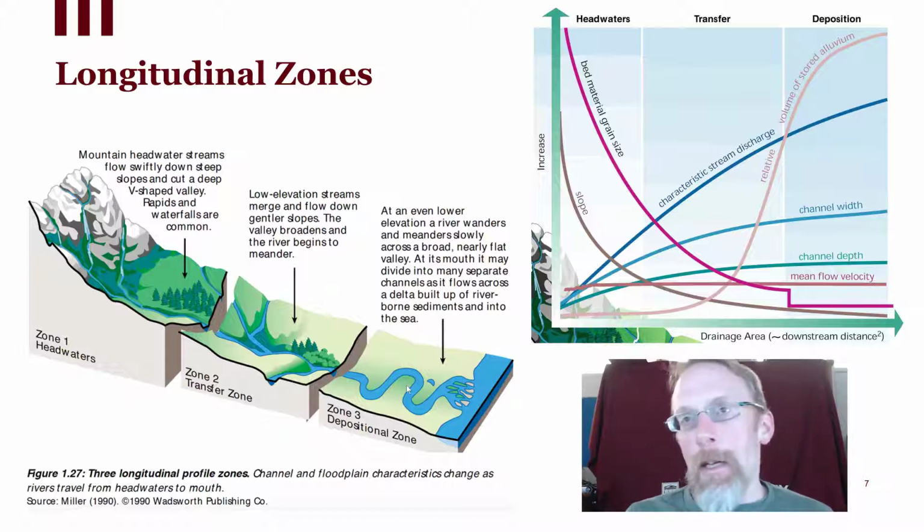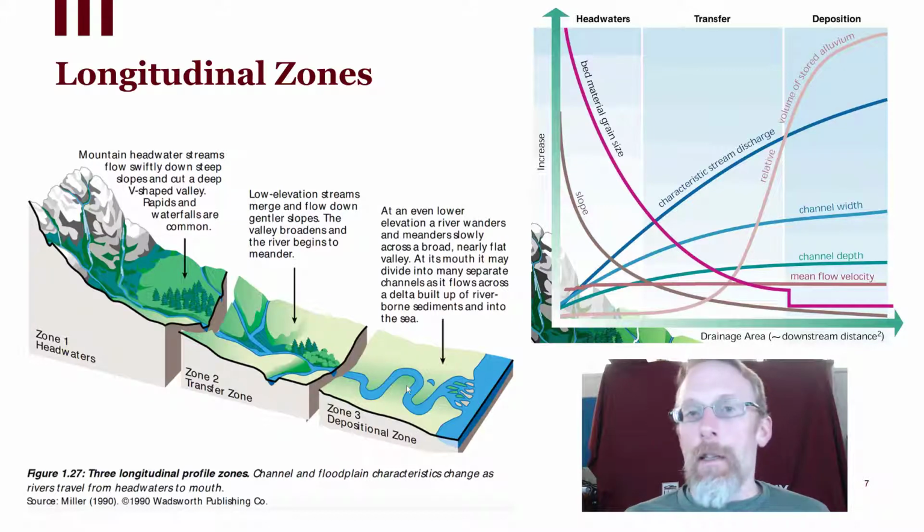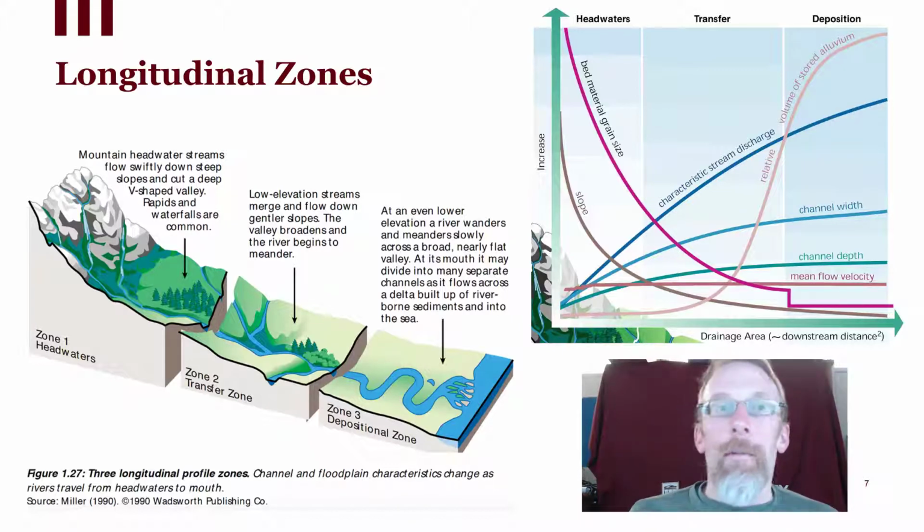The stream makes these big meanders back and forth. Not much erosion is happening there. It's really net deposition, with all the sediment coming from upstream being stored temporarily in the depositional zone as it can slowly be moved out to sea or out to whatever the base level is.